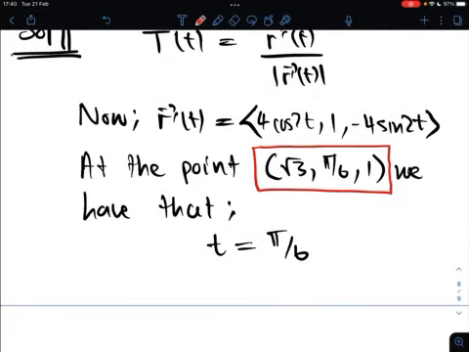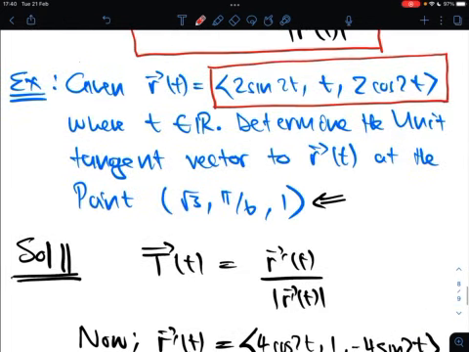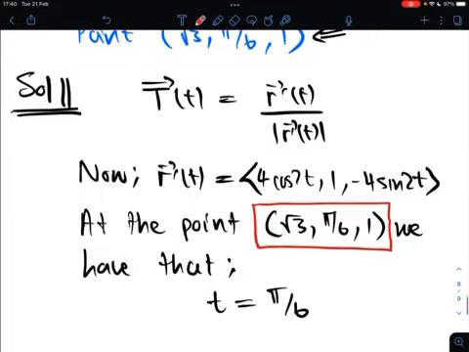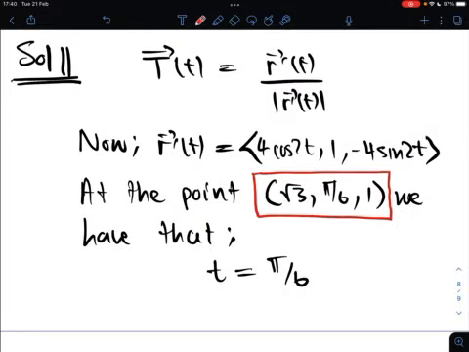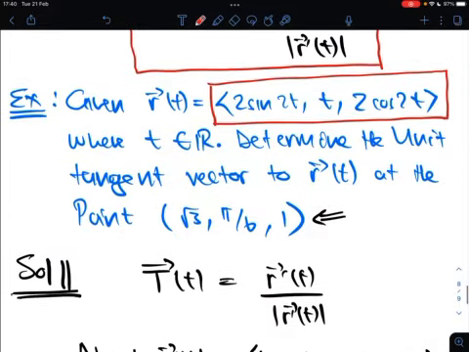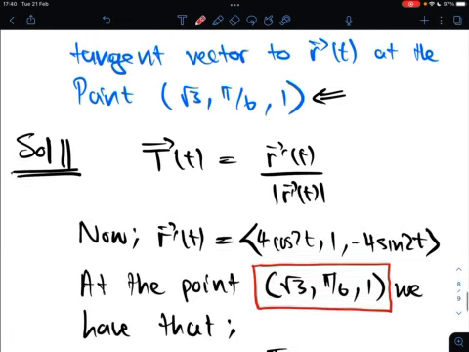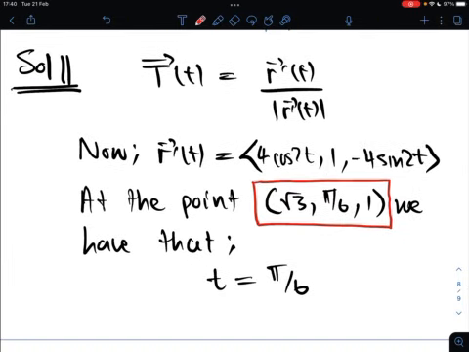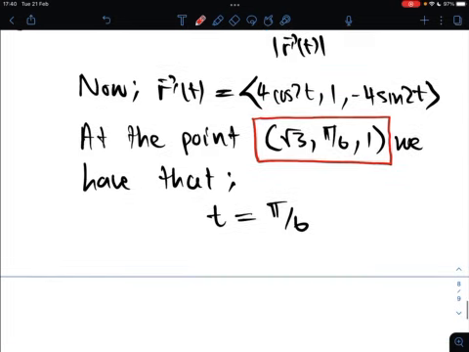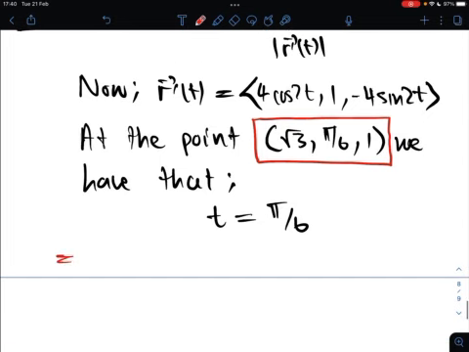So this is the same thing that we're going to look at here. But now that is very easy, because if you look at the center term, you will see that here it is represented as t, and now it's represented as pi over 6. Which means to get this point, it is clearly seen that t must have been defined to be pi over 6. So now I can find this derivative exactly at this point.